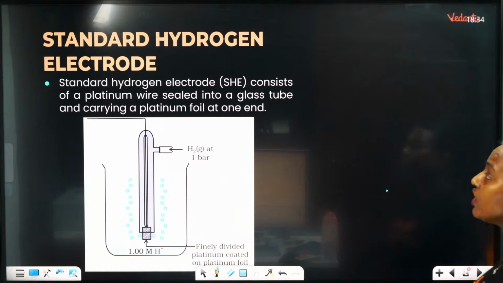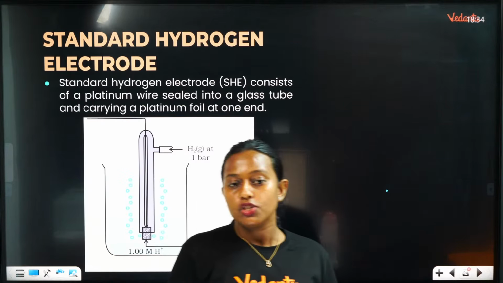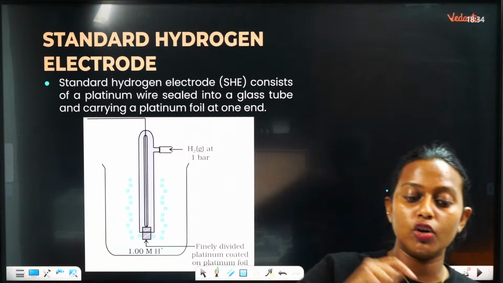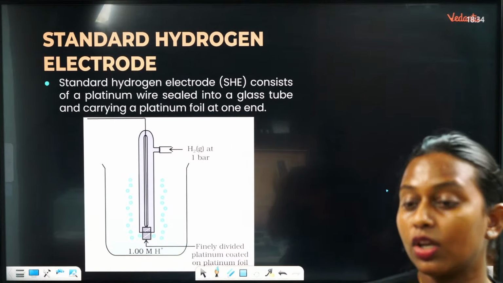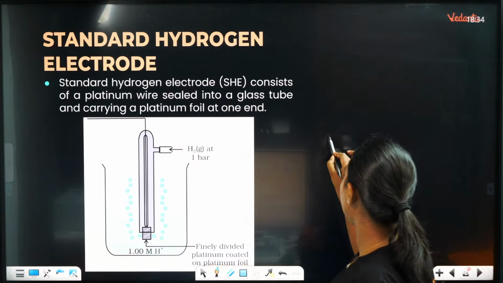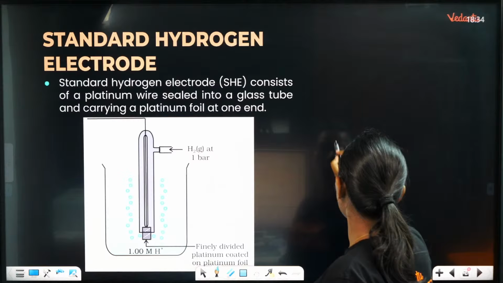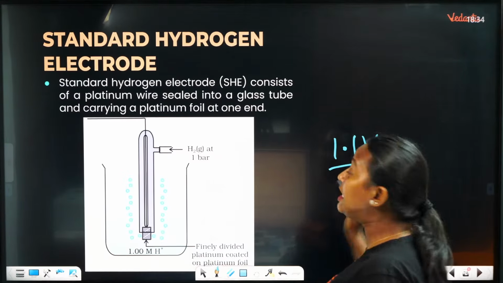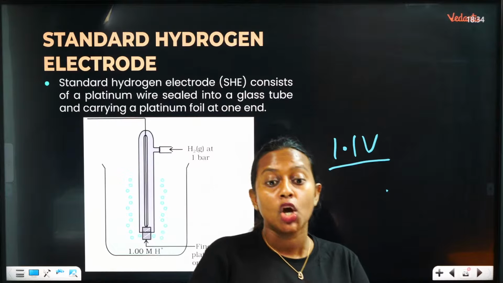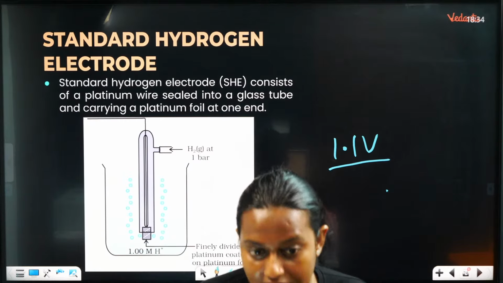Next is hydrogen electrode. Okay, standard hydrogen electrode. So we know that when you consider the Daniel cell, a voltage is formed there. In the Daniel cell, how much voltage is there? 1.1 volts. That 1.1 volts is actually the voltage difference of the two half cells. Clear?